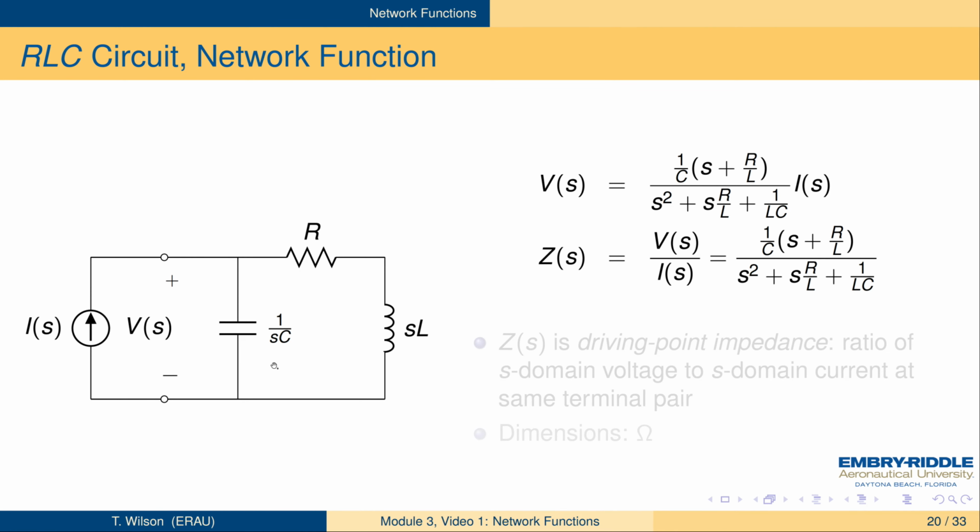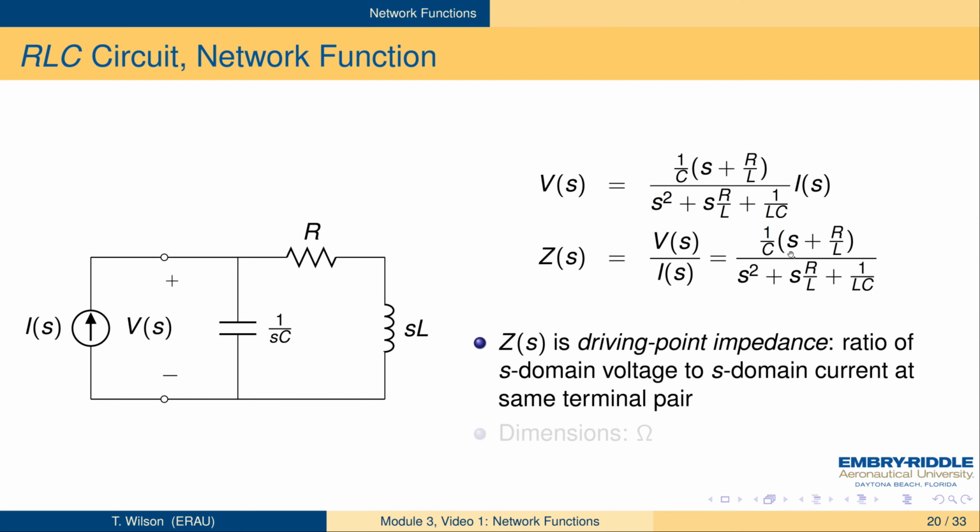For our RLC network, we're driving with a current source and we're measuring the voltage at the same terminal pair, at the same port. So in this case, we have, again, the divider. We have the ratio using the parallel R in series with SL and parallel with 1 over SC. We've already computed this ratio here. So we divide V of S by I of S. That's going to be an impedance Z of S. And we call that the driving point impedance of the circuit over here.